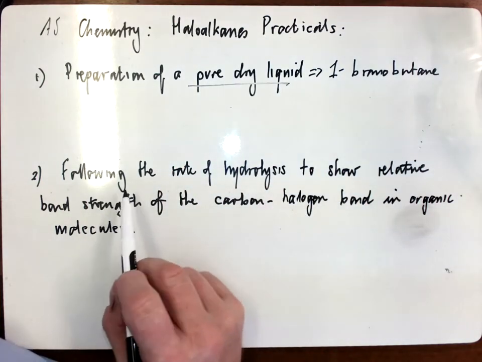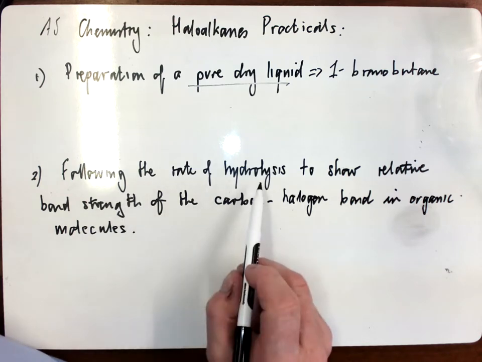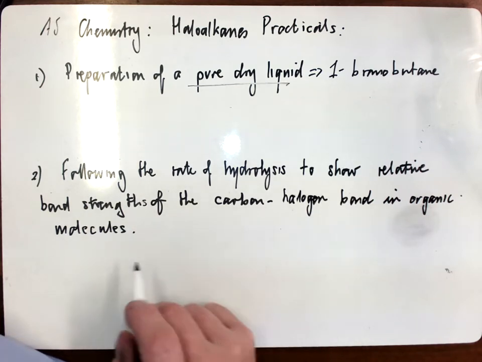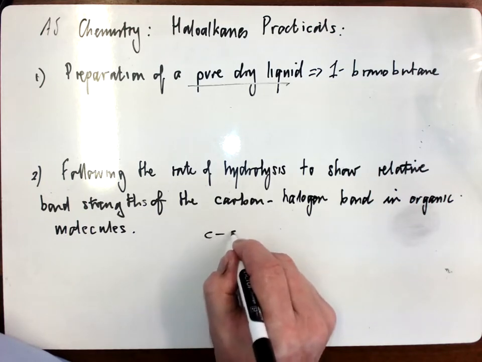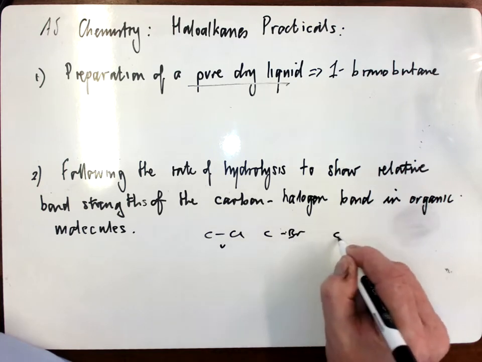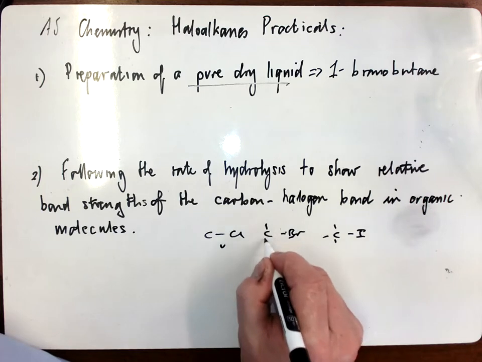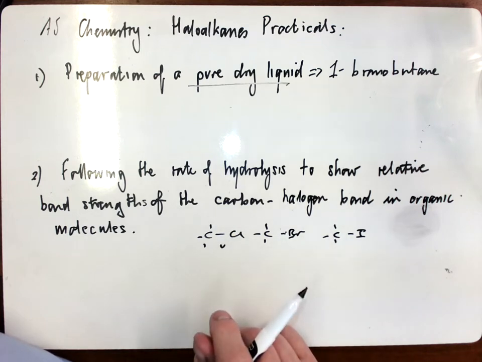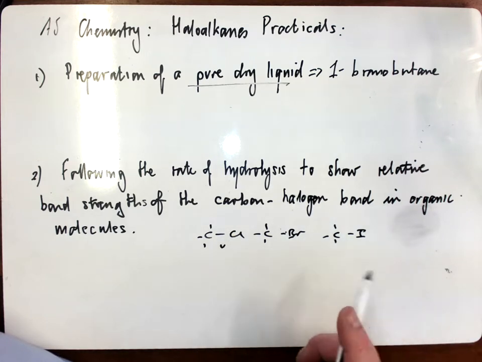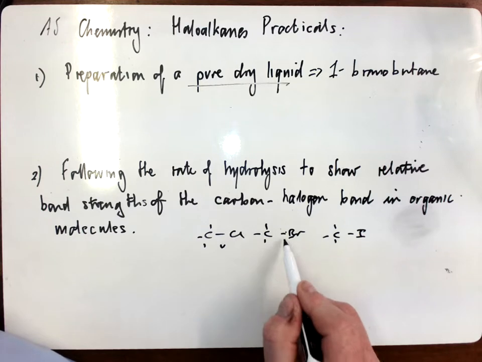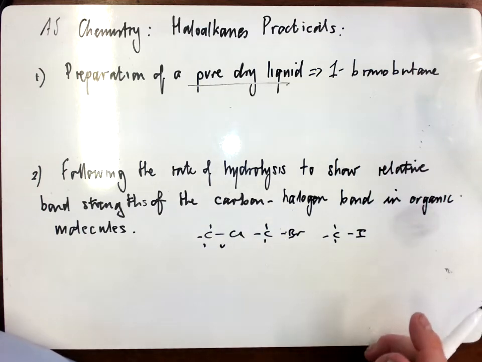The other one is a reaction where we follow the rate of hydrolysis to show the relative bond strengths of the carbon-halogen bond in organic molecules. So what we're looking at there is the carbon-chlorine bond versus the carbon-bromine bond versus the carbon-iodine bond in a variety of organic molecules. And how do we monitor the strength of this bond practically? In other words, visually, by reacting these with something and actually making an observation which tells us this bond is stronger than this one, which is stronger than this one, or weaker. Okay, so we'll have a look at that second. That's another important practical in this haloalkanes topic.